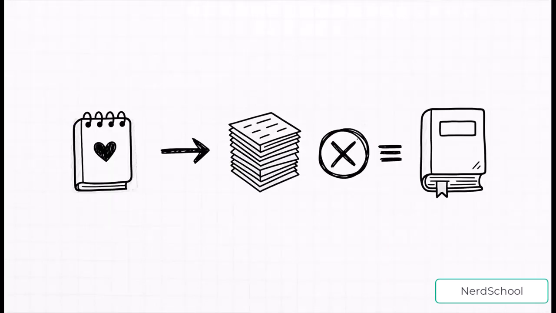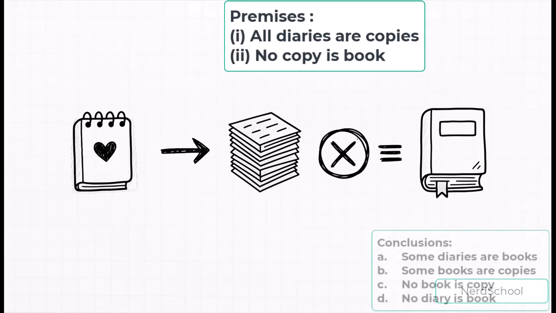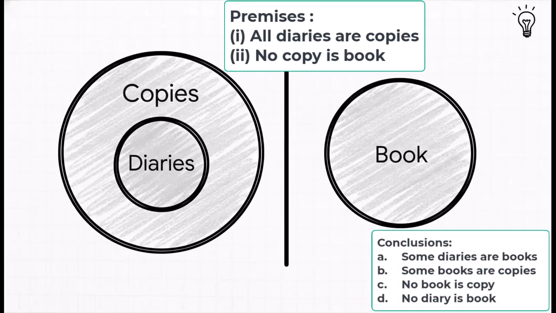All right, let's do another one. And this time we've got a strong no statement in the mix with the premises: all diaries are copies and no copy is a book. So what can we figure out from that? Let's get drawing. And this right here shows you the incredible power of a no statement.